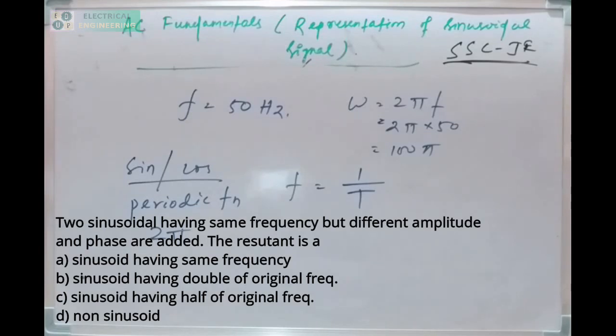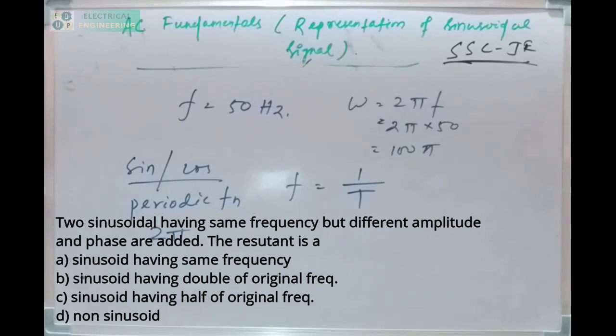So in this question, two sinusoidal waveforms having the same frequency but different amplitude and phase are added. The resultant is a sinusoidal having the same frequency. Option A will be correct because frequency will not change. जब तक यहाँ पे टाइम पीरियड चेंज नहीं हो रहा है, फ्रीक्वेंसी आपका चेंज नहीं होगा, right? So option A will be correct, and all other options will be invalid.